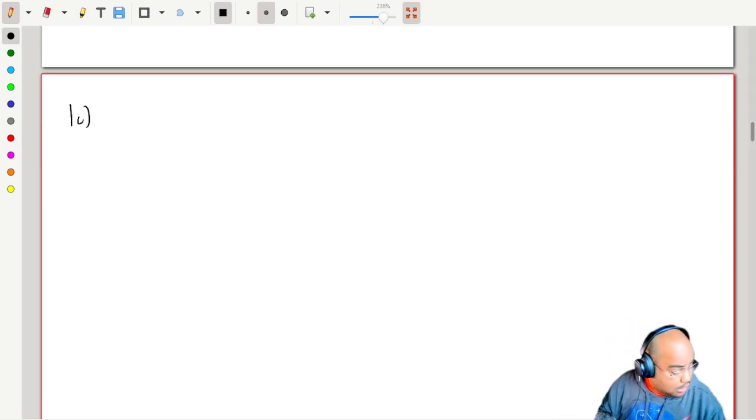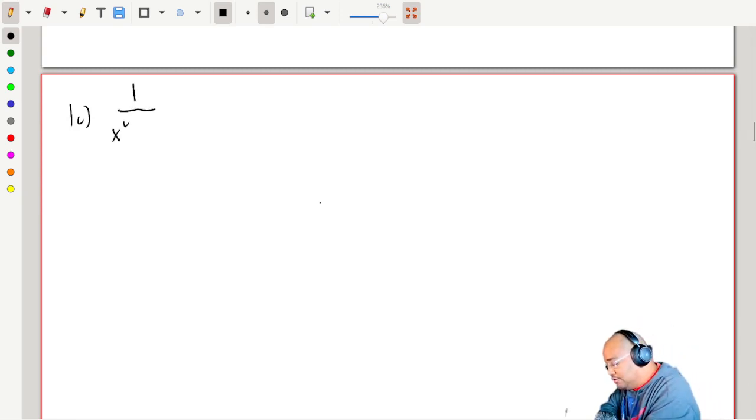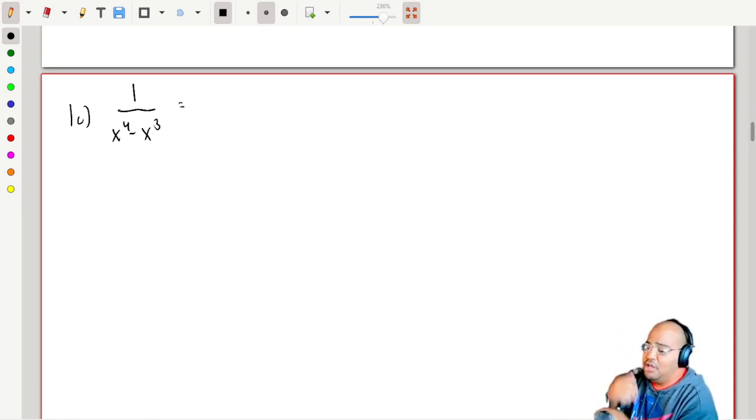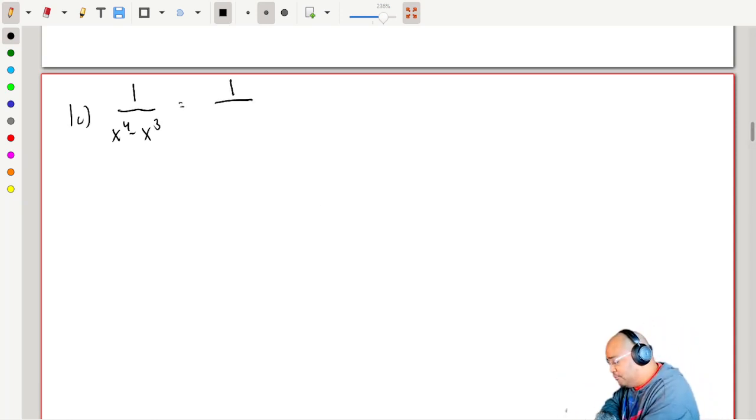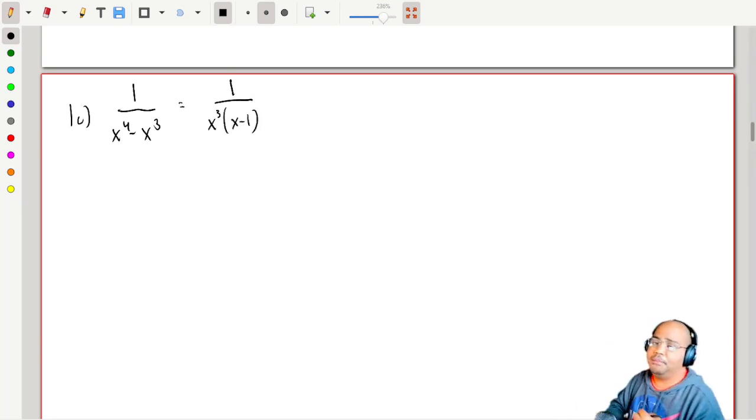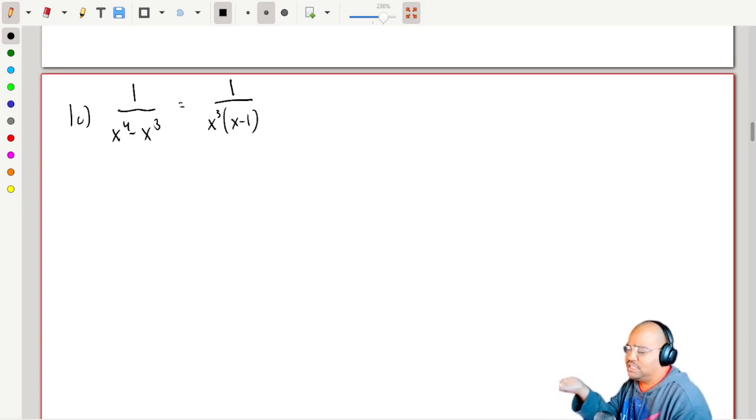So for that one, we have 1 over x to the 4th minus x cubed. Remember that I had to factor my denominator. So when I factor, I get an x cubed, and then an x minus 1 left over on the bottom. And what's our recipe for this one?